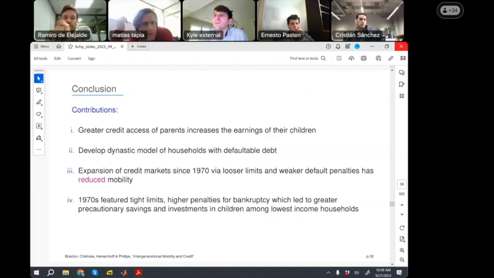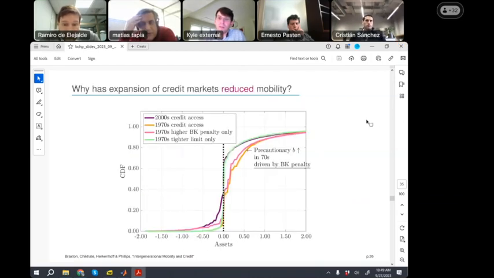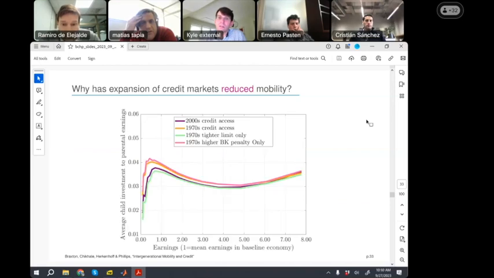As you just showed, most of this result on the adverse effects of credit on inequality and mobility comes from the penalty, right? That's what I understand, from the difference in the penalty between the 70s and the 2000s. So how do we think about the penalty in concrete terms? Because it's like a utility penalty, right? How is the bankruptcy penalty actually measured?